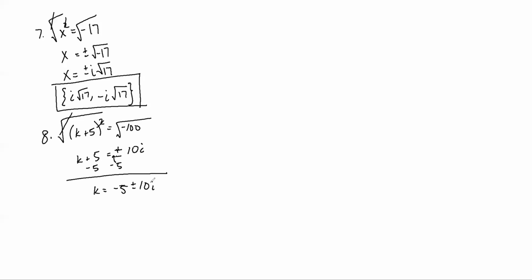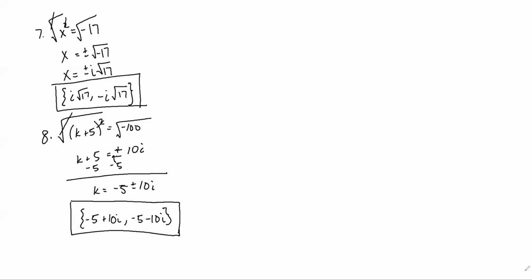Now, if you remember, this was the form of the complex numbers that we saw back in 10.7. Real part goes first normally, and then the imaginary part. That's another reason why I like to put that number in the front. So we have negative 5 plus 10i, and then negative 5 minus 10i. Okay, so that is the square root property.